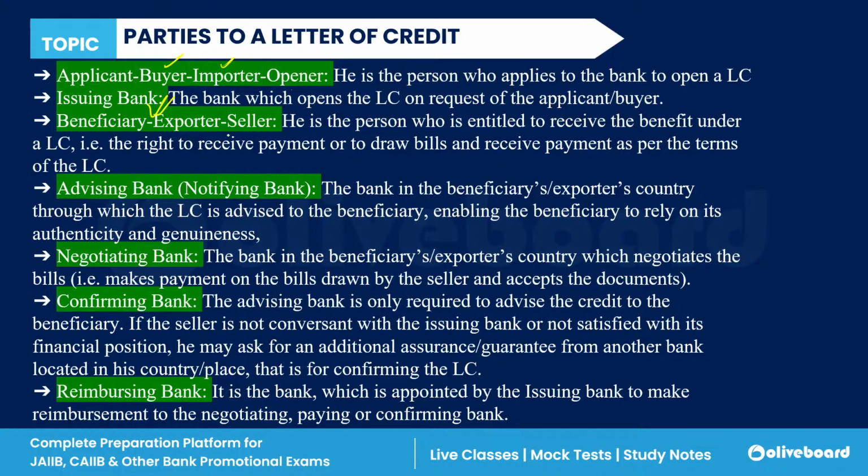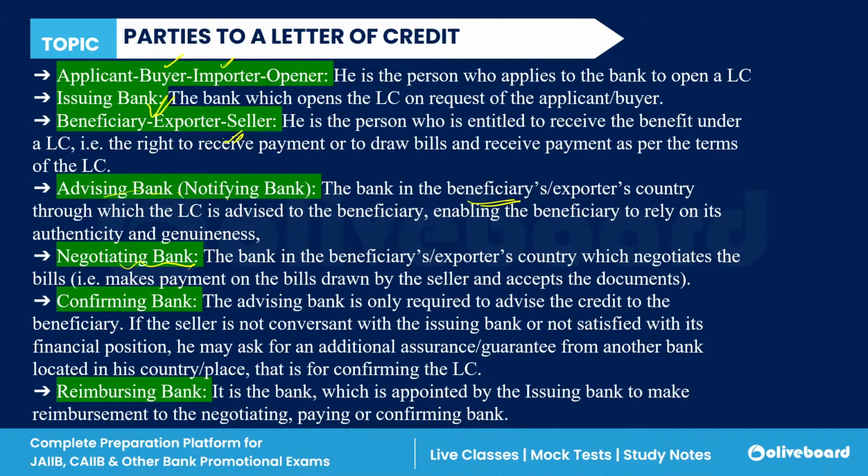There is a beneficiary, meaning the exporter, who is to receive payment. There is the advising bank, which is the notifying bank. The bank in the exporter's country is actually the notifying bank, right? There is a negotiating bank, the bank in the beneficiary's or exporter's country which negotiates the bill.